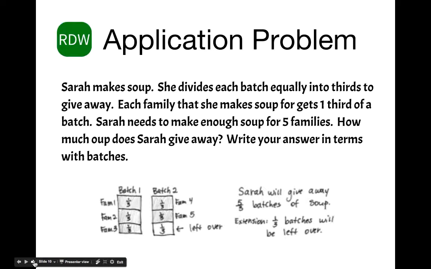And let's look at our solution. So, here is what you're going to do. You've drawn 2 batches, and you did 1/3, 1/3, 1/3. That's 3 of them, 1/3, 1/3. This person does a great job labeling their fractions so that you can see they have 1/3 left over and they fed all 5 of their families.